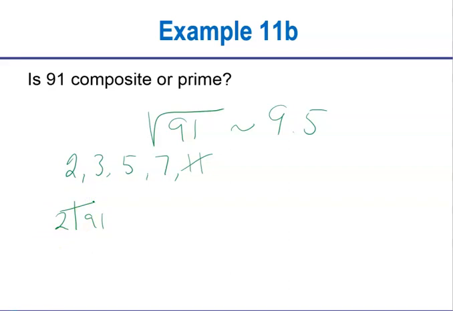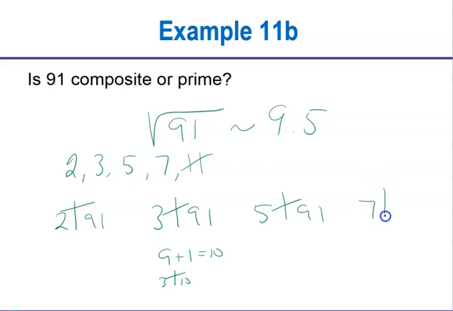Because 91 is an odd number, you're looking at the ones place. Does 3 divide 91? No, it does not, because 9 plus 1 is equal to 10, and 3 doesn't divide 10, so 3 doesn't divide 91. 3's out. Does 5 divide 91? Absolutely not, because the 1 does not end in a 0 or a 5, so the 5 is out.